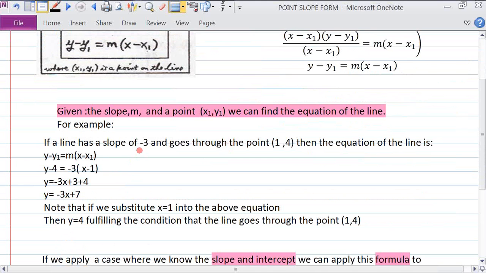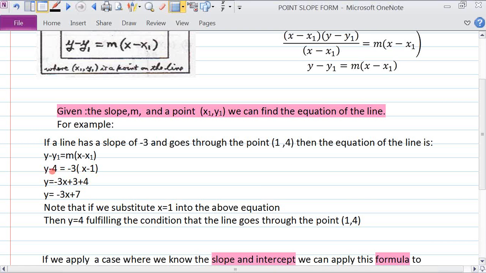Now, supposing we know that a line has a slope of minus 3 and goes through the point (1, 4), we can obviously use this equation right here, the equation that I've just talked about. So we substitute into this. We know that the slope is minus 3, so m is minus 3. And we know that the point (1, 4) lies on the line, so we put y1 equal to 4, x1 equal to 1, and we get this.